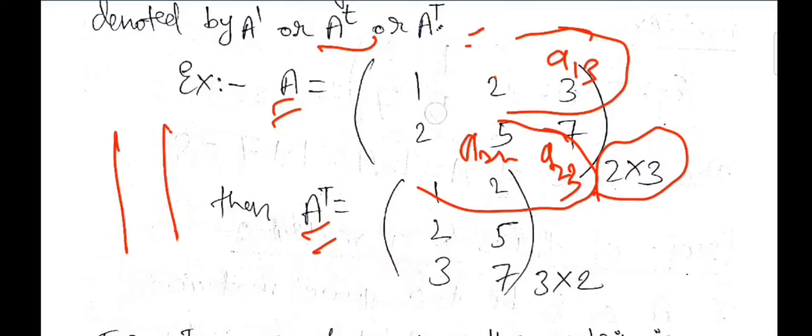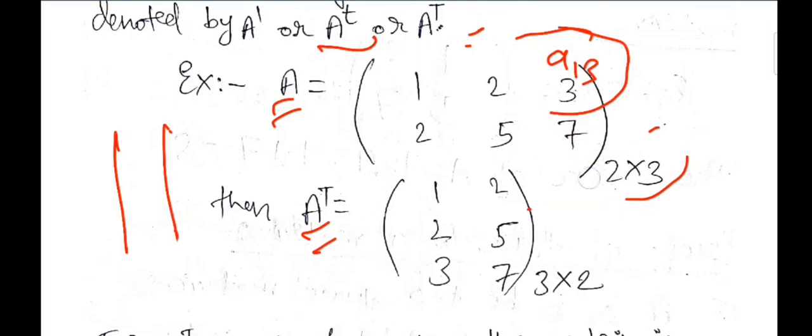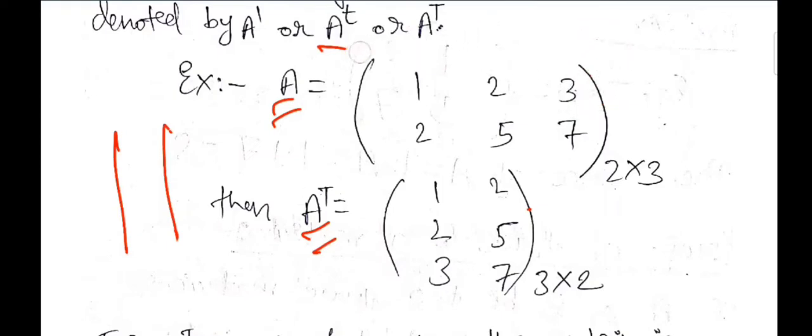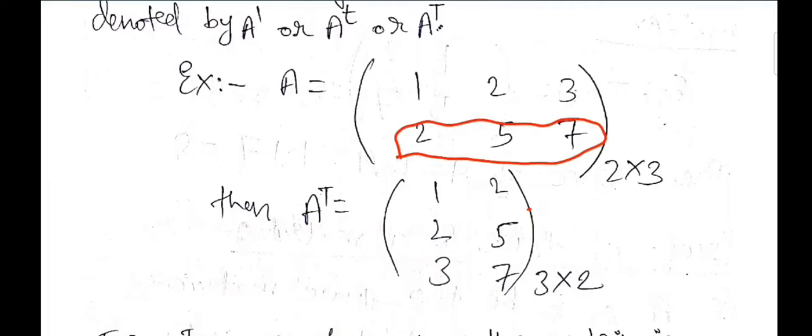So you have to do nothing but convert the row. 1 2 3 was the first row in the original matrix, so 1 2 3 will be the first column in the transpose. Similarly, if 2 5 7 is the second row in the original matrix, then 2 5 7 will be the second column in the transpose.